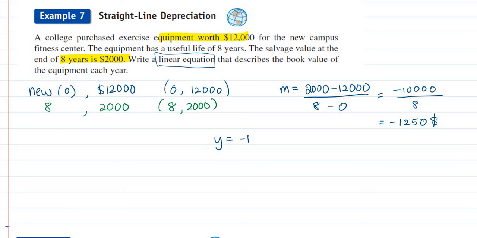Y equals negative 1250x plus 12,000. So that is the linear equation that describes the book value of the equipment each year. And if I wanted to know how much the equipment was worth in year 5, I would just substitute in 5 for x. So x in this case is the number of years that the equipment exists.